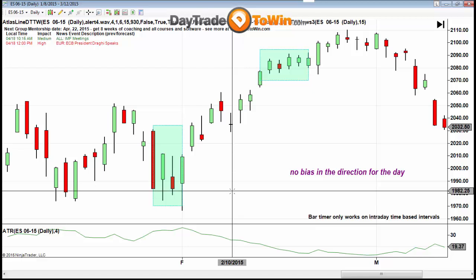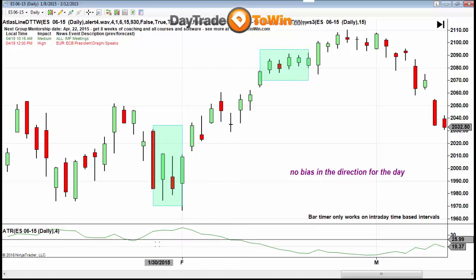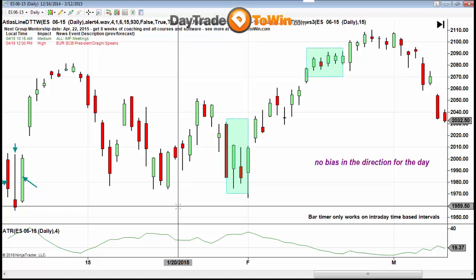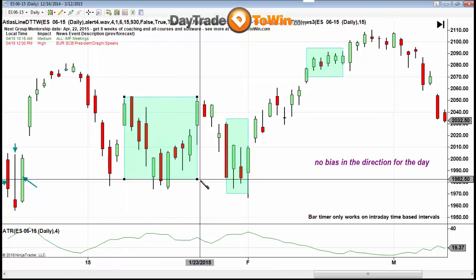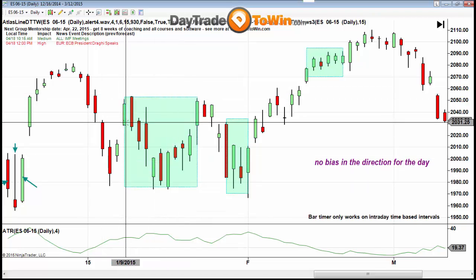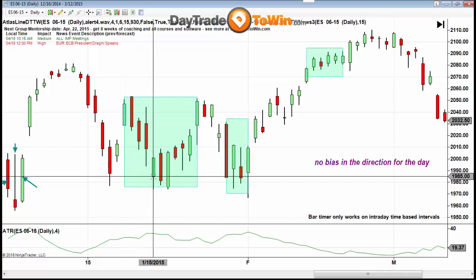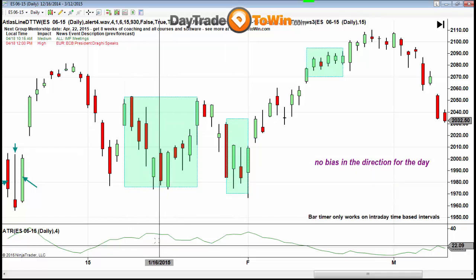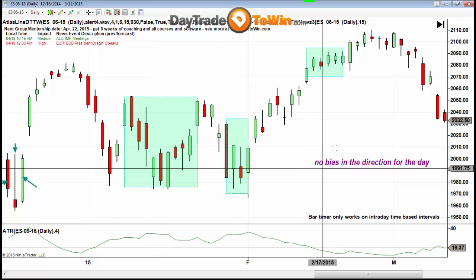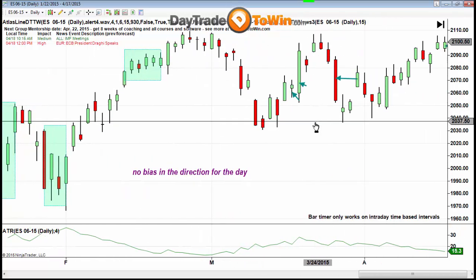All right, questions on that? It works the same way on every market. Groupings or clumpings of days. Look at this here. You have one up day, one down day. You have one up day, one down day. They're all the same range. The ATR is at 30 points, just like it was here.